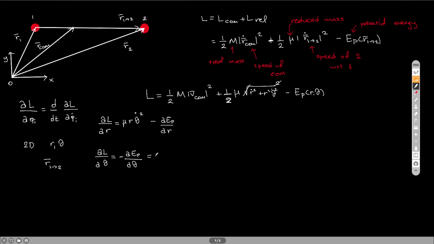Now, this should be equal to the time derivative of the partial derivative of L with respect to theta dot. Now, there is no dependence on theta dot here. There is no dependence on theta dot there. The only dependence is here. So the 2 with the 1/2 will cancel out. So I have the reduced mass times r squared times theta dot.